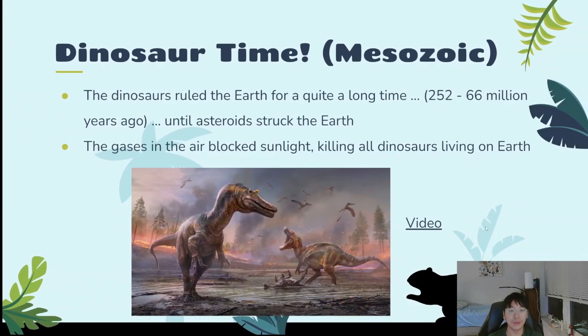So the dinosaurs ruled the earth for quite a long time, from 252 to 66 million years ago, until asteroids struck the earth. The gases in the air blocked the sunlight, killing all dinosaurs living on earth. The asteroids, like I talked about before, the random floating rocks in space, started crashing into Earth again during this time. And it killed the dinosaurs in the process, and the crashing asteroids also formed this layer that blocks the sunlight. So the dinosaurs could not live anymore.